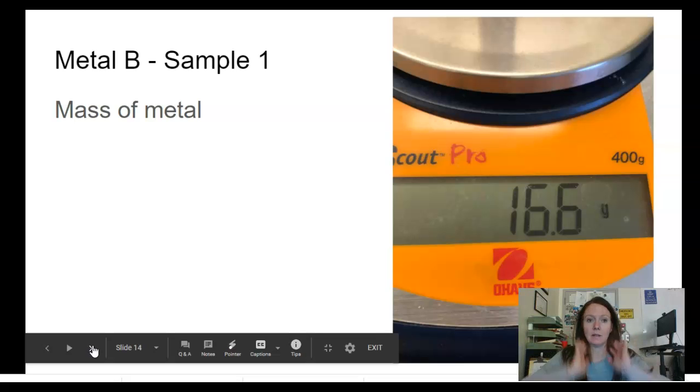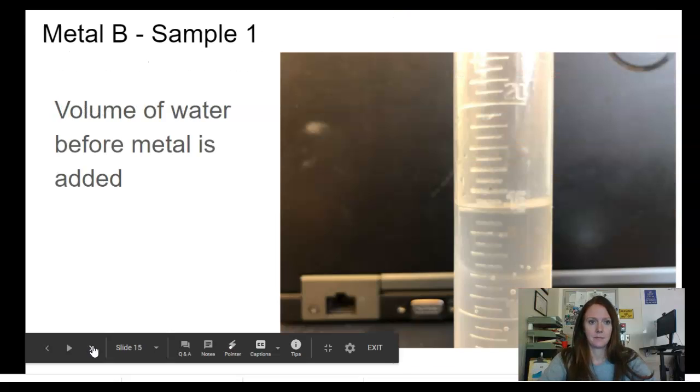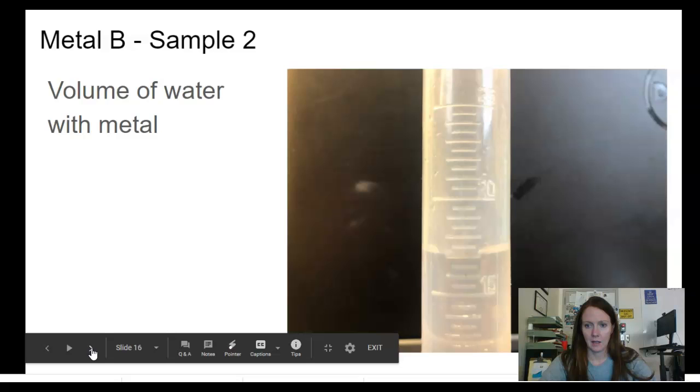Here is metal B, a different metal, and its mass. This is sample 1. Here's metal B's volume of water before the metal was added. I know it's a little blurry. That's a 15 there. Switched up. The one piece was too big to fit in that other graduated cylinder. And here is the after, so that's with the metal in it.